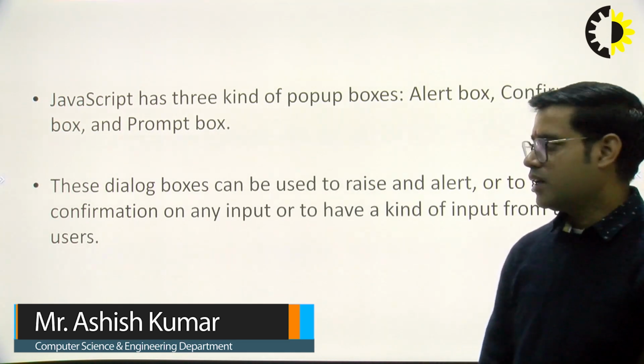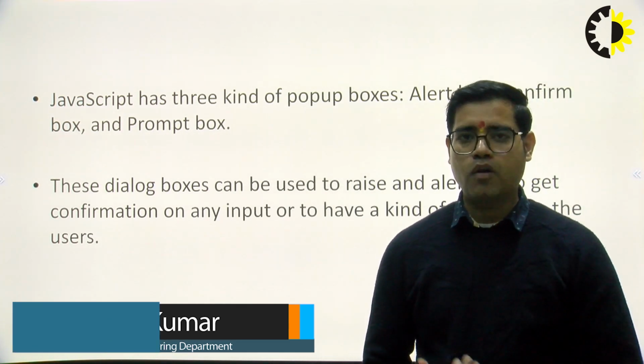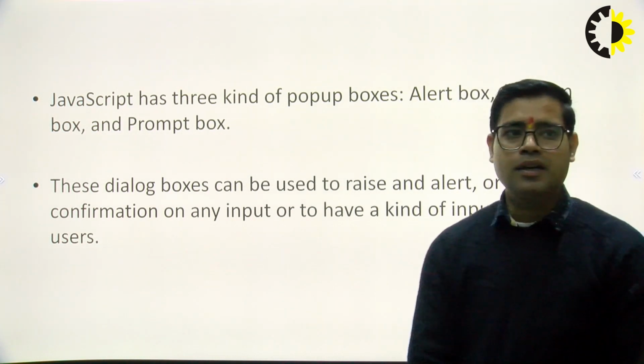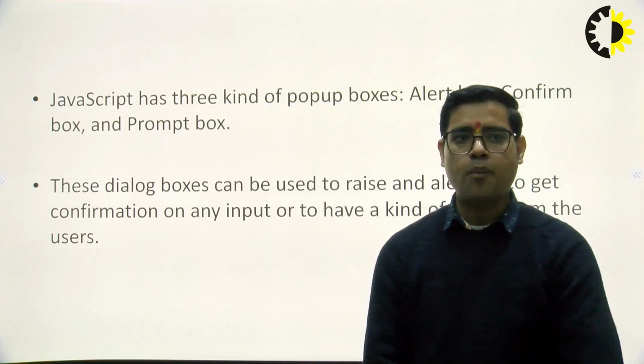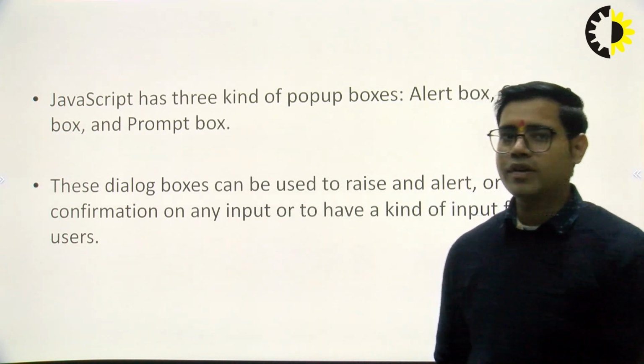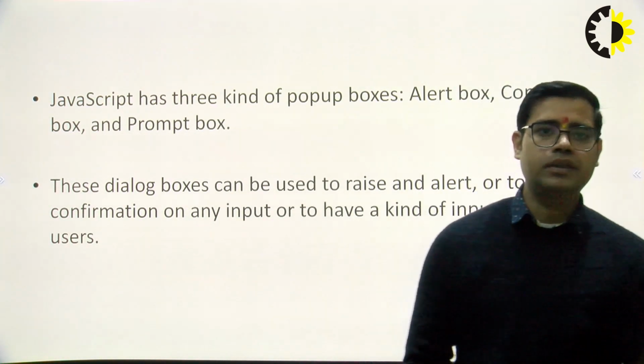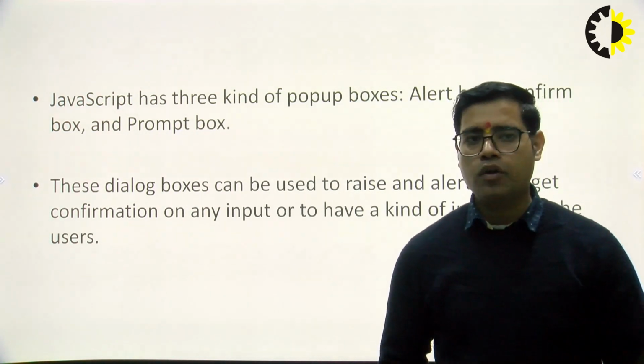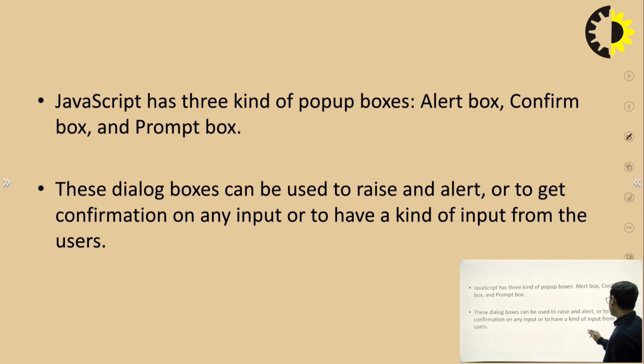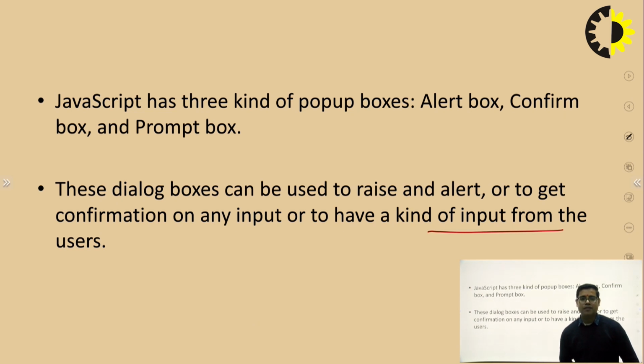Let's start the session. In JavaScript we have three kinds of boxes, namely the alert box, confirm box and the prompt box. These dialog boxes can be used to raise an alert, to get confirmation on any input, or to have input from the user. These dialog boxes are majorly used in JavaScript when we have to create a form. Inside the form, user data can be entered in different forms, so we take the user data in the form of these pop-up boxes.